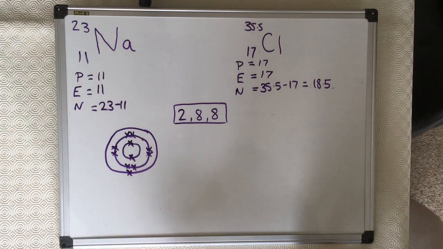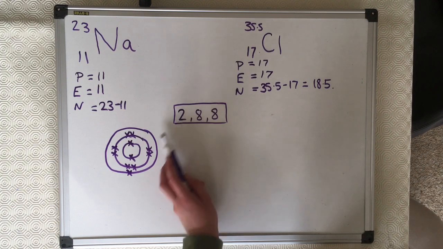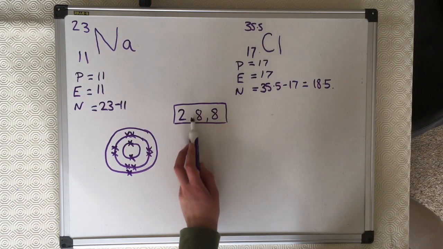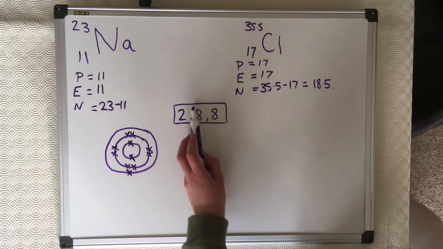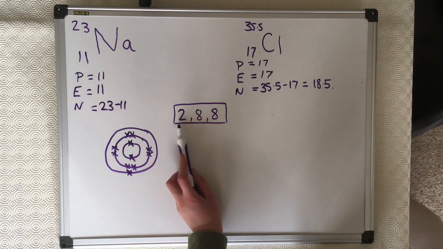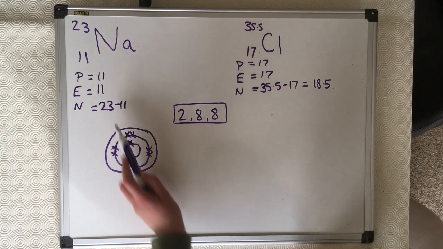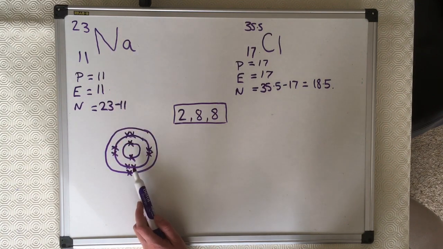That's the drawn atom. So we can just check we're right here because we've got 2 in the first shell, so we've not got any more than there should be. We've also got 8 in the next shell, which is not overfilling that shell above the maximum number of 8. And the outer shell is definitely not full, it's only on 1. Add these numbers up: 2, 4, 6, 8, 10, 11, which matches with our electron number from earlier.